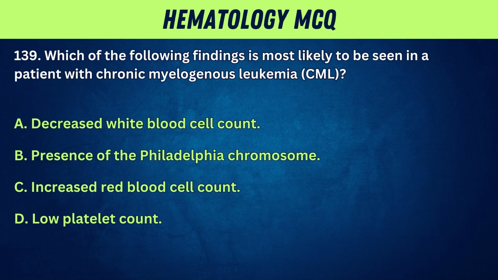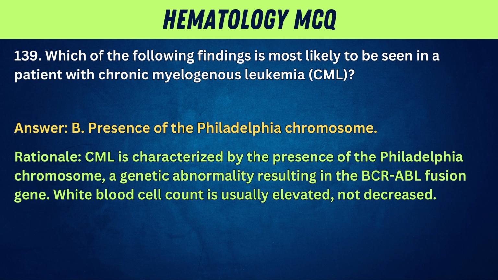139. Which of the following findings is most likely to be seen in a patient with chronic myelogenous leukemia, CML? A. Decreased white blood cell count. B. Presence of the Philadelphia chromosome. C. Increased red blood cell count. D. Low platelet count. Answer: B. Presence of the Philadelphia chromosome. Rationale: CML is characterized by the presence of the Philadelphia chromosome, a genetic abnormality resulting in the BCR-ABL fusion gene. White blood cell count is usually elevated, not decreased.